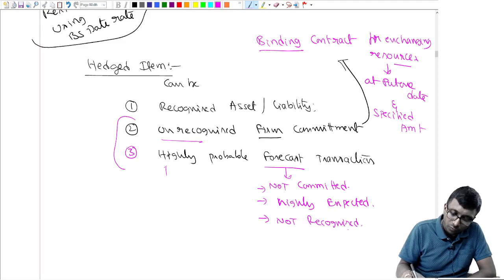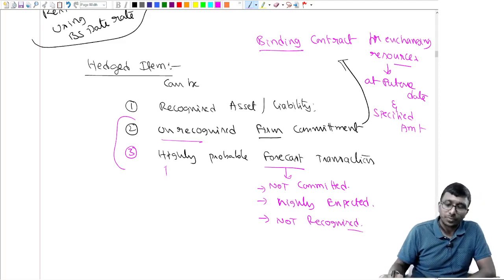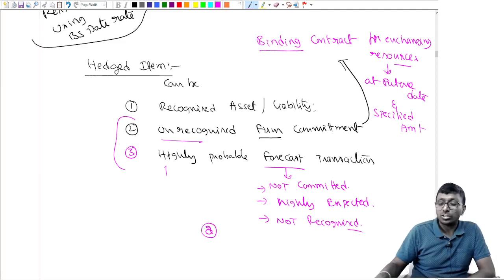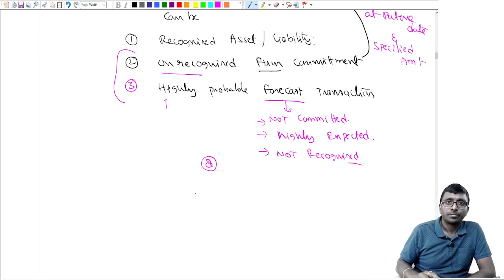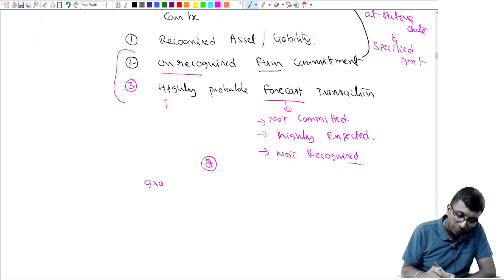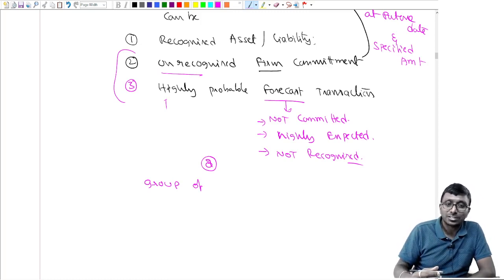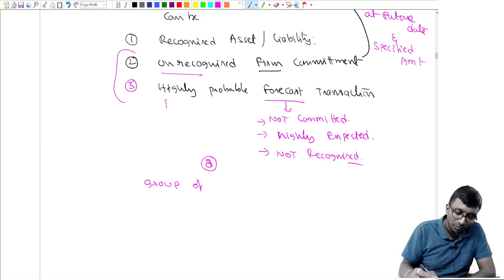Yeah, you don't find it in the balance sheet. Correct. Or it can be a single item, or it can be a group. A group of what? A group of recognized assets or liabilities, a group of firm commitments, a group of forecasted transactions. So obviously it's a group of items.